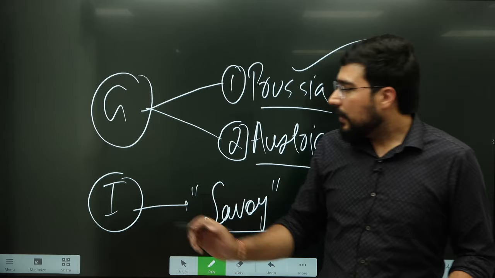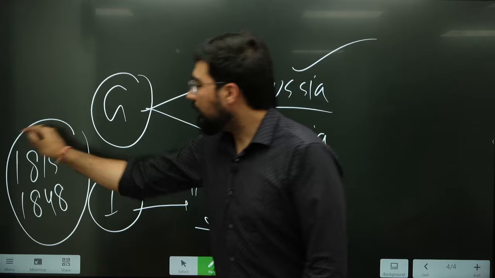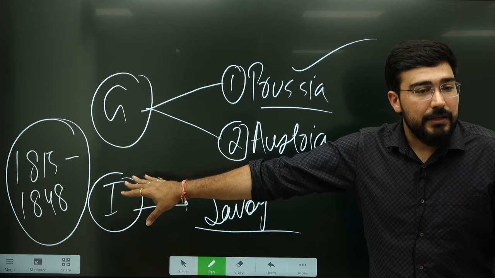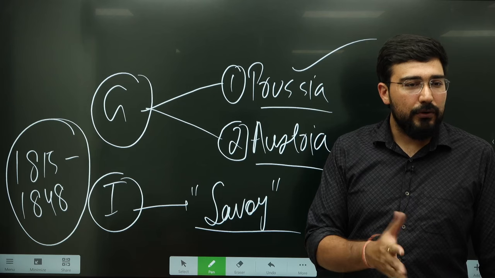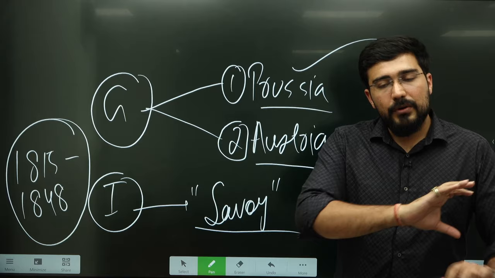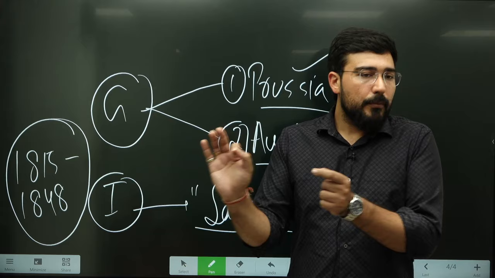And this initial phase from 1815 to 1848, this is the phase when the House of Savoy thought that we can go alone. But when they were defeated in the battles of Custoza and Novara in 1848, they realized we cannot go alone. We require international help for our unification. So the whole process of unification is known as Risorgimento, the Italian resurgence.